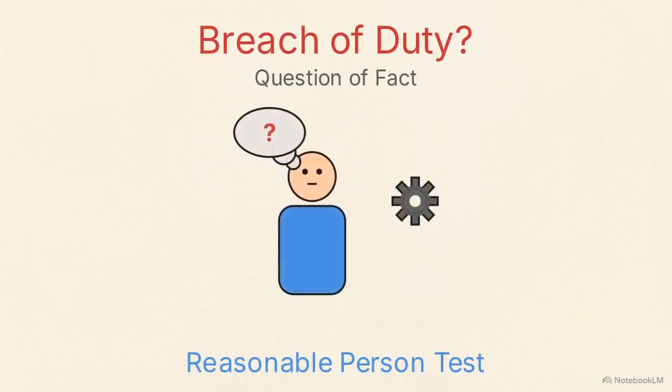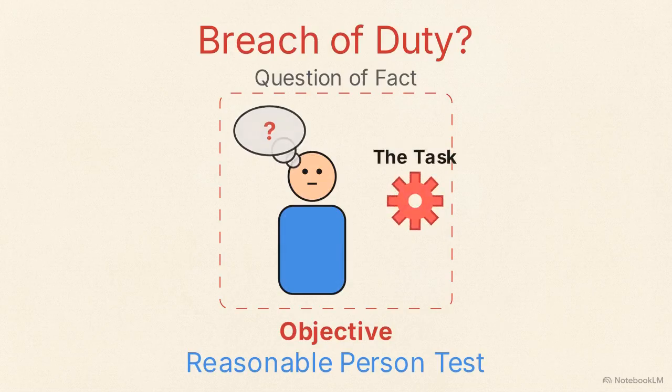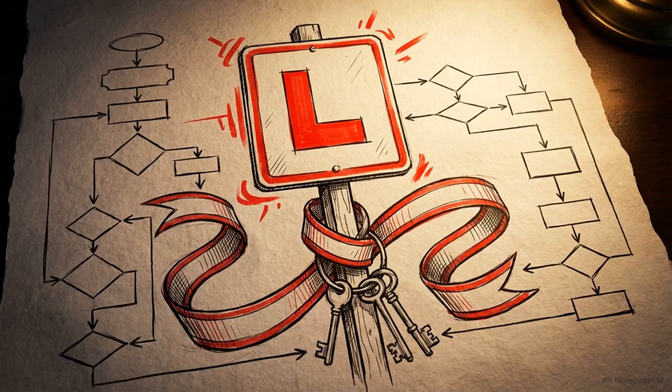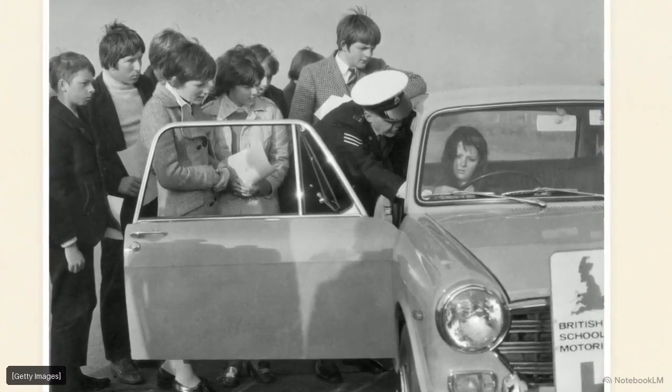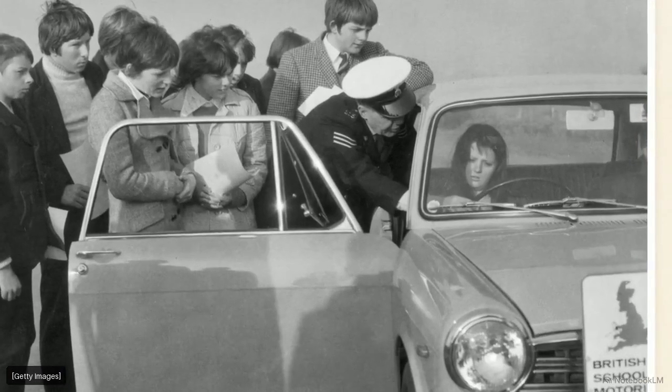This is a question of fact based on the reasonable person test. This test is fiercely objective. The law judges the task, not the person, stripping away the actor's internal state or lack of experience. We see this in the classic case of the underskilled defendant, Nettleship v. Weston. A learner driver panicked and crashed, injuring her instructor. The court held her to the exact same standard as a fully qualified, reasonably competent driver.